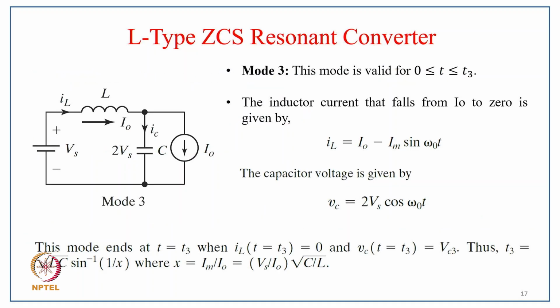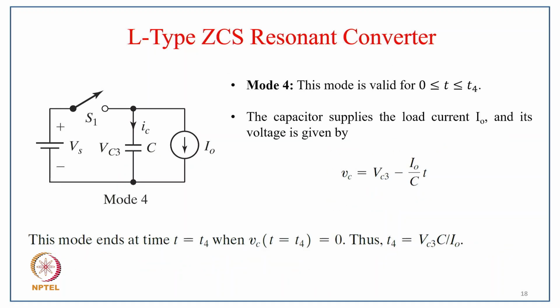Coming to mode 3, the mode 3 is valid from 0 to T3, and this inductor current that falls from I0 to 0 is given as IL equal to I0 minus Im sin omega 0 t, and the capacitor voltage is given by Vc equal to 2 Vs cos omega 0 t, and this mode ends at t equal to T3 when IL equal to 0 and Vc equal to Vc3, and then T3 equal to under root LC sin inverse 1 upon x, where x is Im upon I0, that is equal to Vs upon I0 under root C upon L.